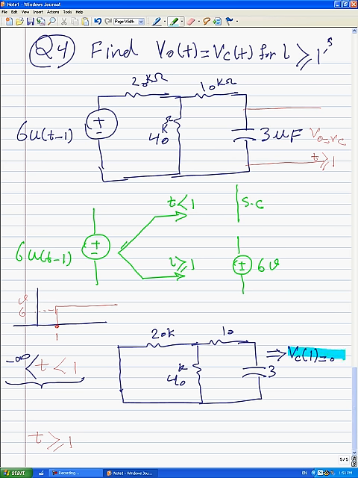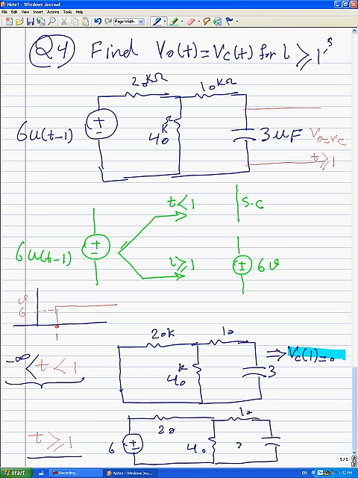Again, we are discussing between minus infinity and 1. In this area, we don't have any source in the circuit. That's why we can say the output voltage or capacitor voltage at 1 second is equal to zero. For the domain t greater than 1, we have 6 volts here, and we have 20 here, 40 here, and 10, and the capacitor here. We want to find the output voltage here for t greater than 1.